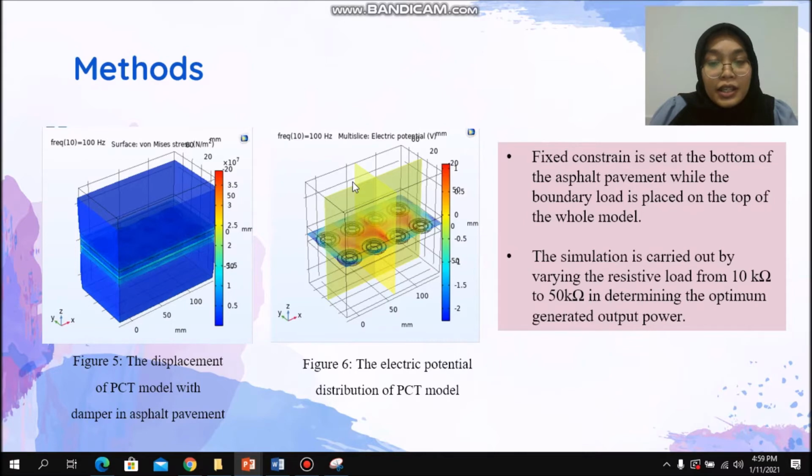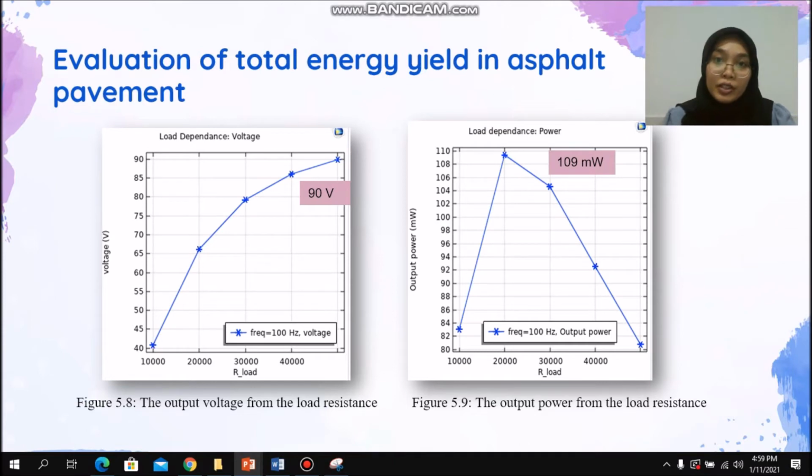The simulation is carried out by varying the resistive load from 10 kilo ohm until 50 kilo ohm to determine the optimum output power. So this is the outcome from the commercial simulation. As we can see here, the increase in resistive load has increased the output voltage. As for the output power, the highest value is 109 milliwatt at 20 kilo ohm resistive load.